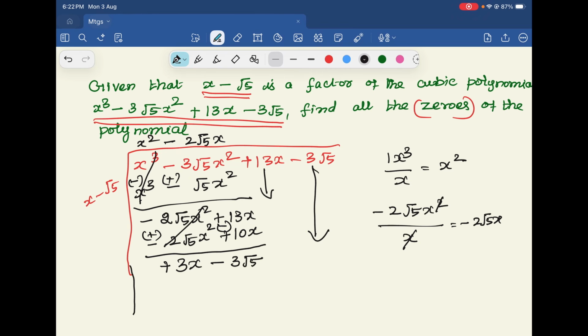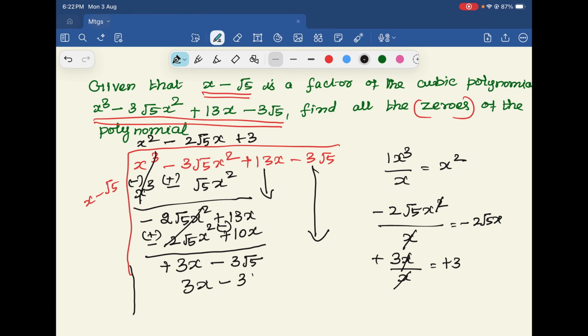So now 3x. What is the sign of this term? Plus. So divided by x, x gets cancelled. What is the answer? Plus 3. So plus 3 into x, 3x. Then plus 3 into minus root 5 is minus 3 root 5.